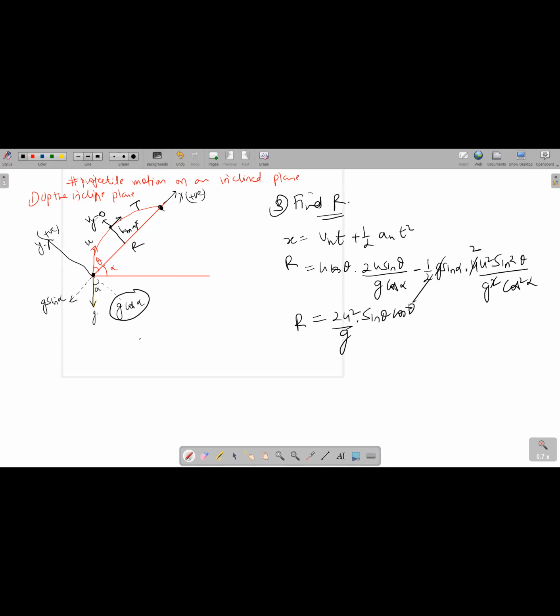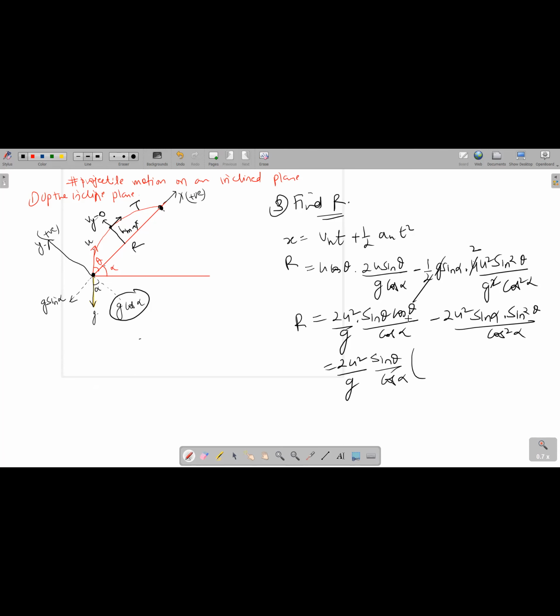theta into cos theta upon cos alpha minus 2u square sin alpha sin square theta upon cos square alpha. You can take common 2u square upon g, and sin theta will also come out. Cos alpha, one cos alpha will also come out.